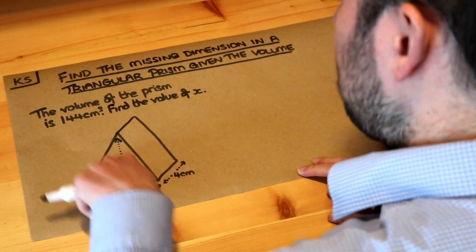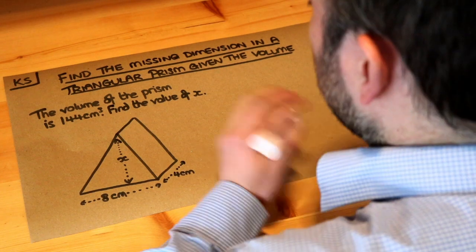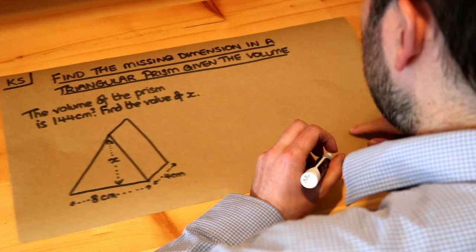Now we're told the volume of this prism is 144 centimeters cubed. Find the value of x. Now let's remind ourselves what a prism is and how we find the volume of it.